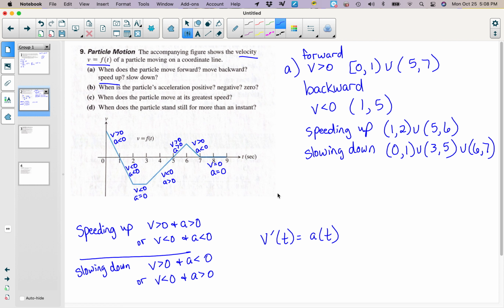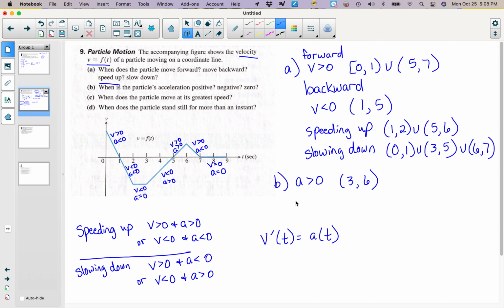When is the particle's acceleration positive? So the acceleration is positive from 3 to 6, because it's when we have a positive slope on our line.